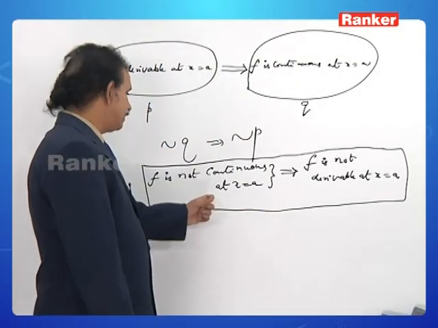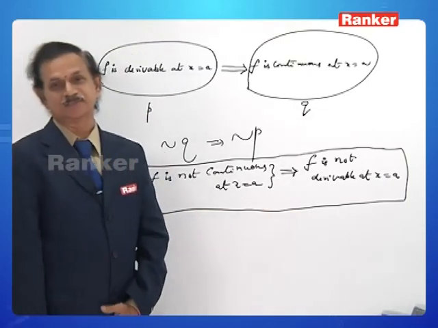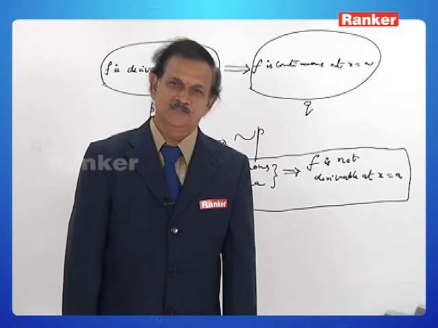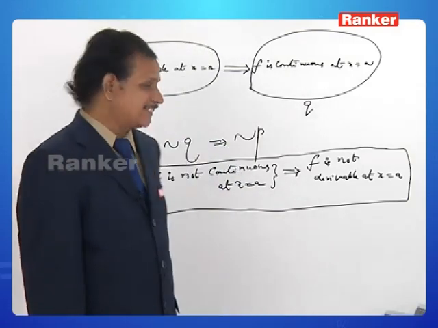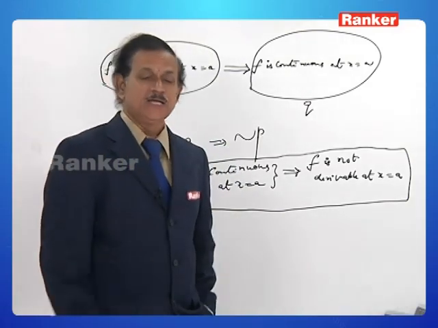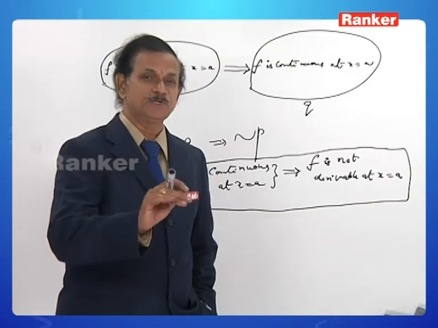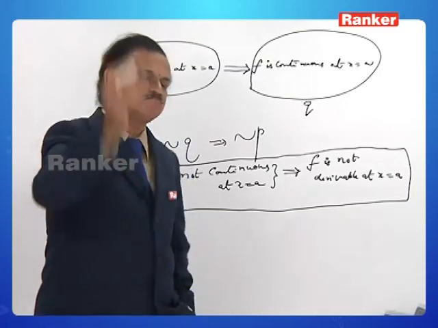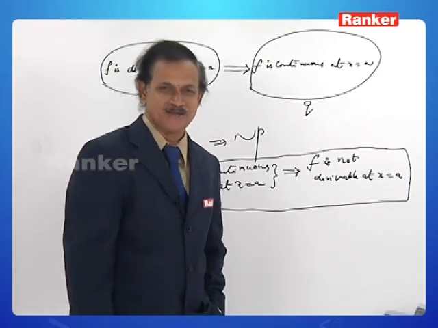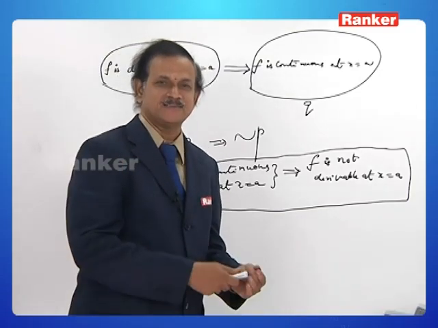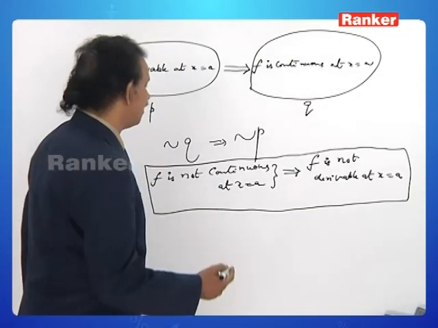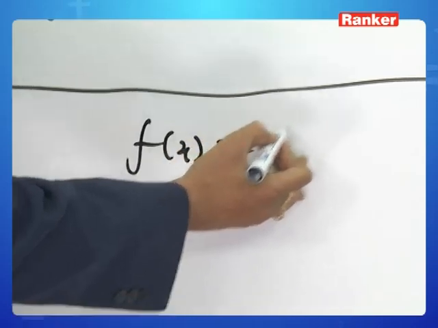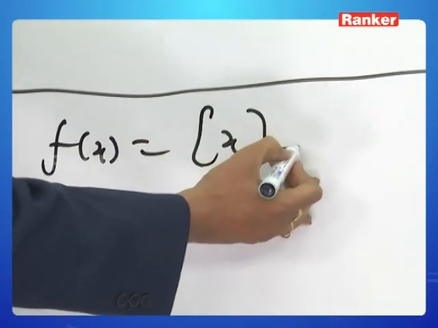This is now the powerful weapon with us, which is going to be in our hands. That is, in order to test the derivability, if it is possible to notice that it is not continuous, then it is not derivable automatically. As an example, you consider the function f of x is equal to integral part of x plus 1.